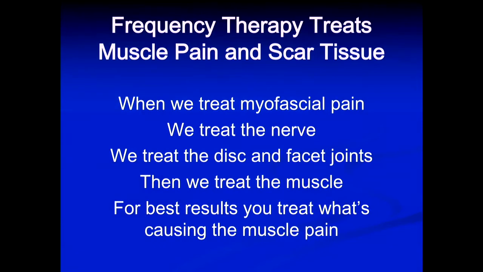So there's a case I want to get to, but there's some introduction that makes that case make sense. So frequency-specific therapy treats muscle pain and scar tissue. Scar tissue is easy, by and large, muscle pain is easy. When we treat myofascial pain or muscle and fascial pain, first we treat the nerve, then we treat the disc and the facet joints, and then we treat the muscle. For the best results, you always seem to treat what's causing the muscle pain.